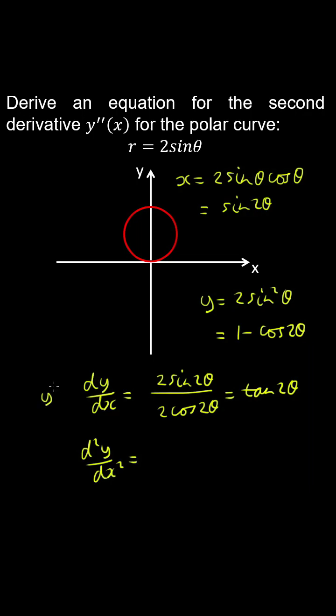where the first derivative is y dash, it's equal to dy dash/d theta, which is 2 sec squared 2 theta, on dx/d theta, which is 2 cosine 2 theta. And therefore that's equal to sec cubed 2 theta.